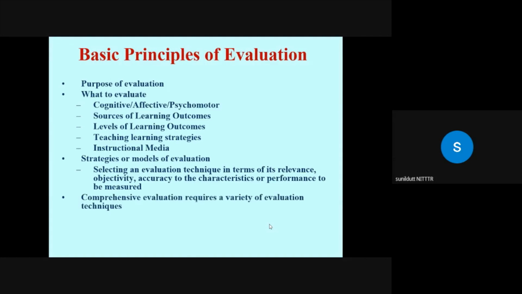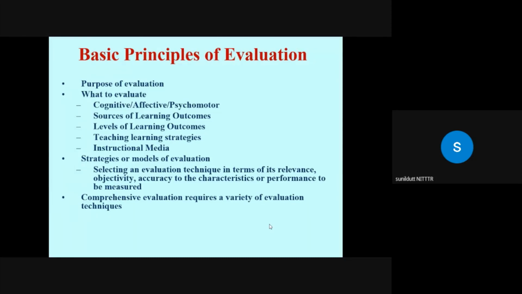Then comes the point that comprehensive evaluation requires a variety of evaluation techniques. I just said that each technique has its own advantages. For example, you see objective tests. They are useful for measuring knowledge, understanding, and application outcomes. Essay type tests are useful for measuring the student's ability to organize and express ideas. Observational techniques are used to assess performance skills or various other aspects of student behavior.